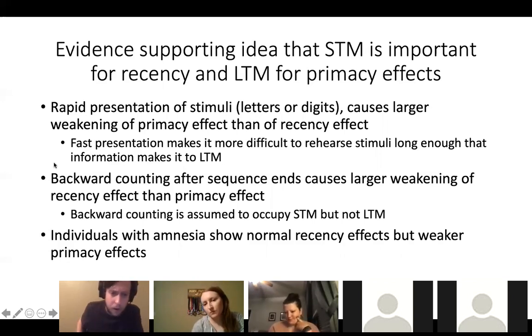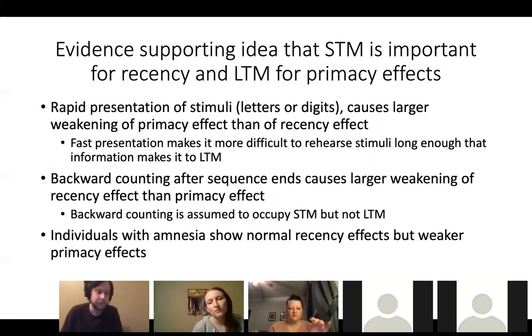So now we need to have the evidence that recency effects rely primarily on short-term memory. The evidence that recency effects rely primarily on short-term memory comes from studies in which people have to do what's known as a backward counting task. So what happens is that I give you the sequence of numbers that you have to remember. So I say a long sequence of numbers, 20 digits long.